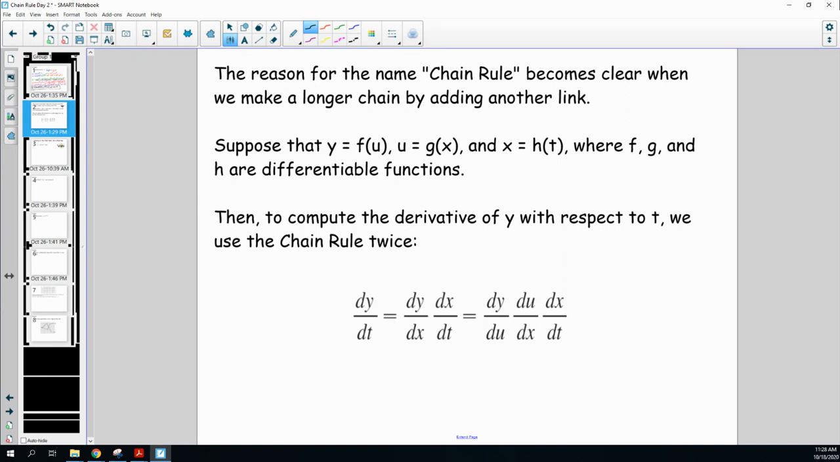Right? So in this example, we have dy over dt is equal to dy over dx times dx over dt. But if we're adding another one in, we have that dy over du equals du over dx times dx over dt. That's using Leibniz's notation. So I'm going to just use that first one that we used in the previous video for the chain rule, and we'll just kind of see how this works.